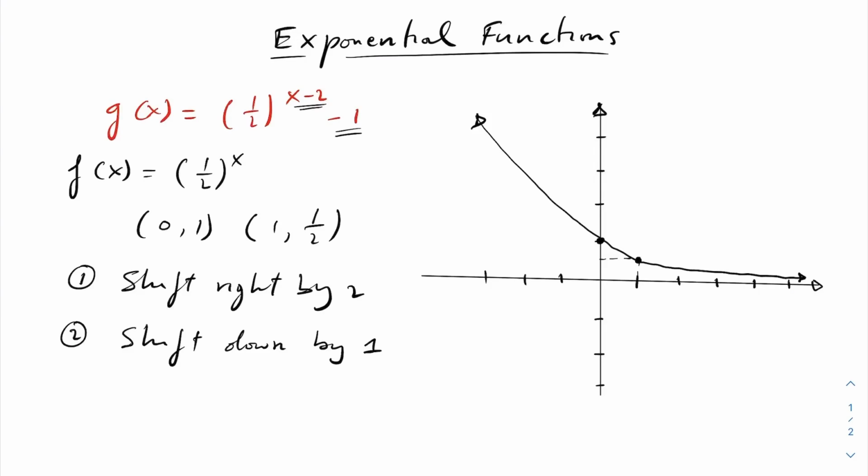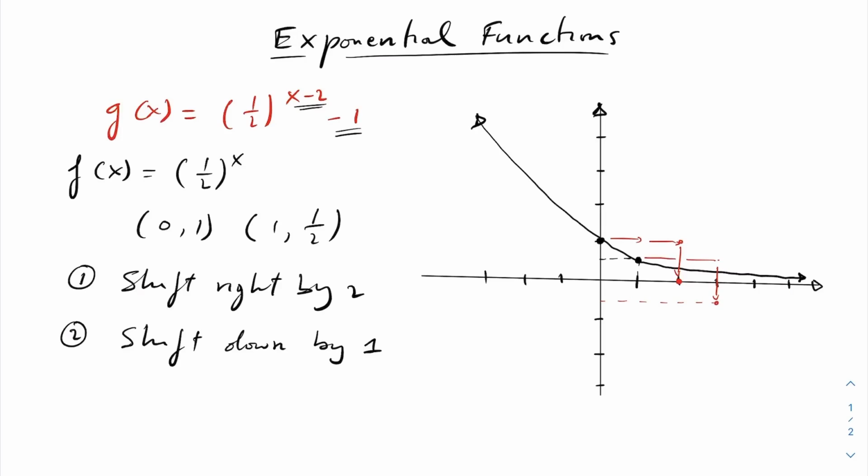And so the point of coordinate 0, 1 is going to be shifted to the right by 2 to become the point of coordinate 2, 1. And then it's going to be shifted down by 1 to become the point of coordinate 2, 0. The same thing is going to happen to the point of coordinate 1, 1/2. It's going to be shifted to the right by 2, becoming the point of coordinate 3, 1/2. Then down by 1 to become the point of coordinate 3, -1/2.